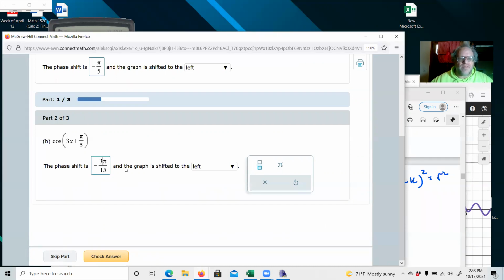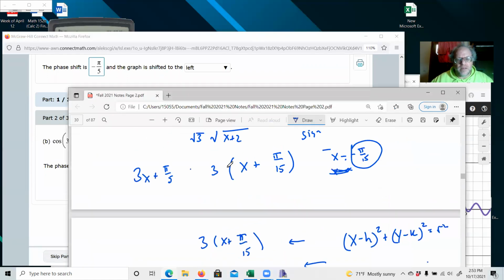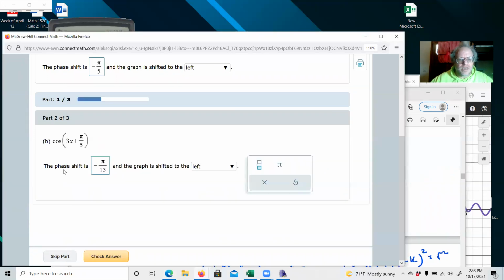Oh, it's not 3 pi over 15, is it? It's just pi over 15. What am I doing? Let me double check to make sure I got the right problem. I do. Okay.